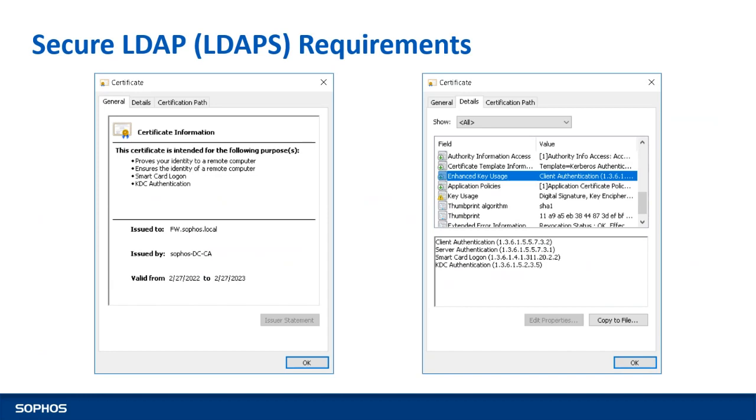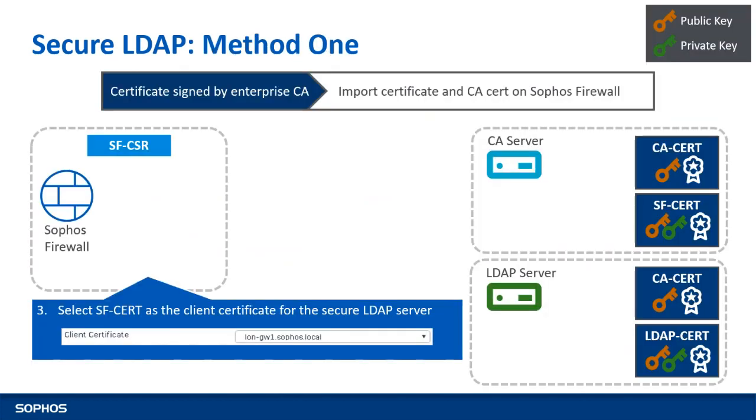Okay, that is 1.3.6.1, and the object identifier that is known as OID. There are two methods that can be used to configure secure LDAP. The first is to sign a certificate for the Sophos Firewall using your trusted enterprise CA.